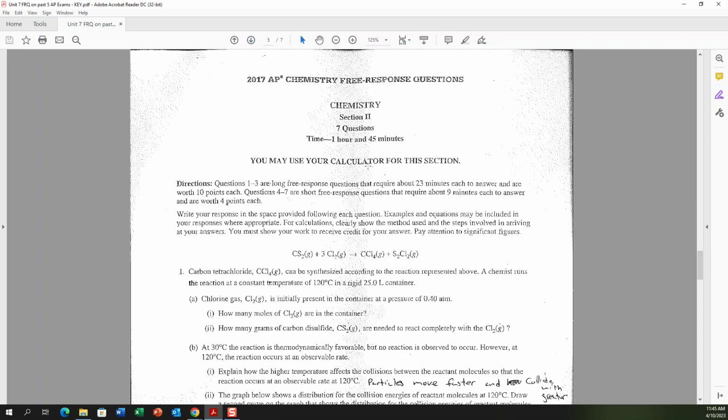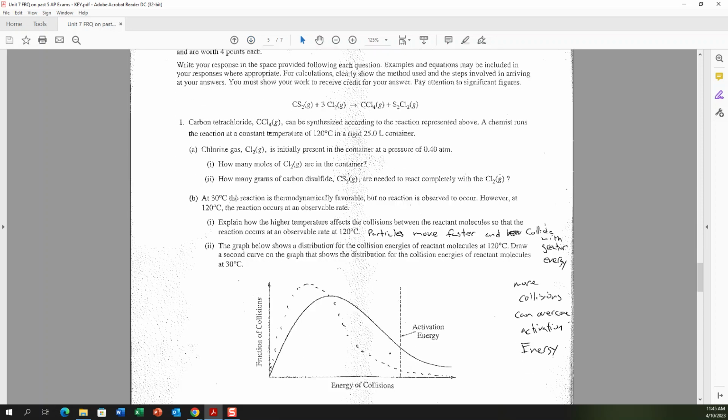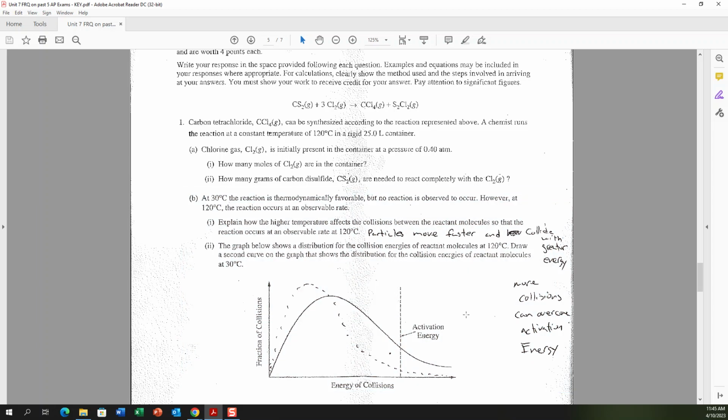All right, this is the 2017 exam. And notice, it's not all kinetics. Remember, the first three questions on the free response are 10 points, and you're supposed to spend around 20 to 23 minutes on these questions. So part B is where we get the kinetics stuff, and it's basically about collision theory.